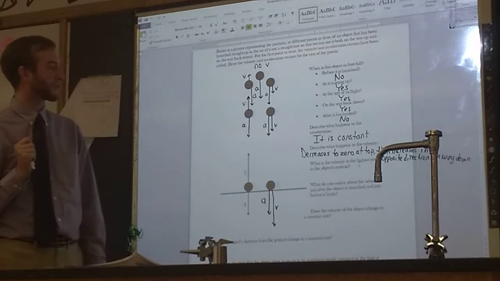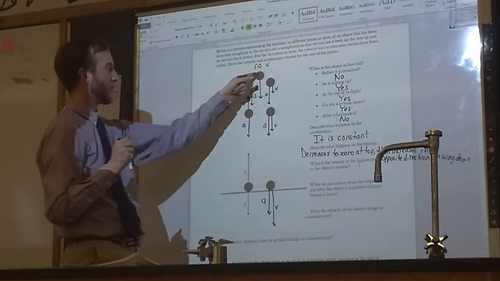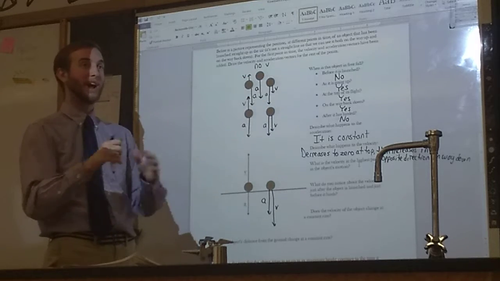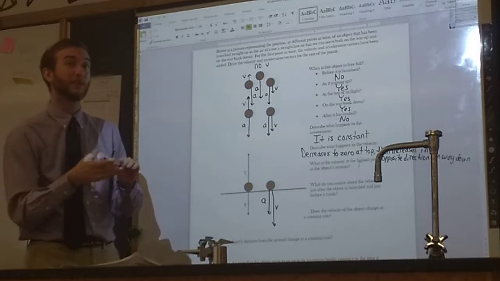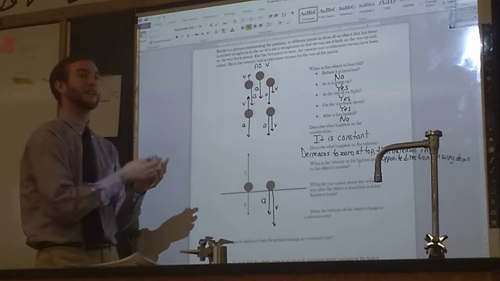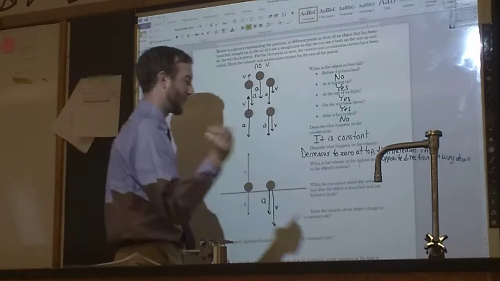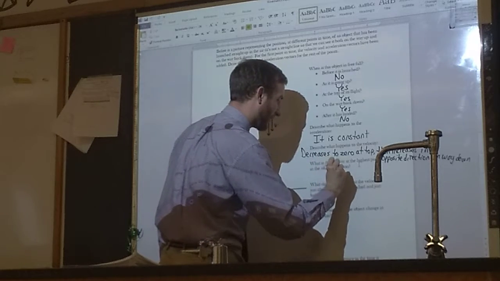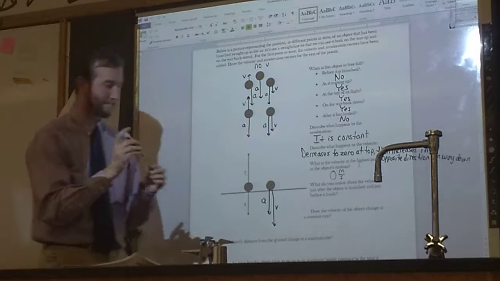The next question, what is the velocity at the highest point in the object's motion? We talked about this. At the very highest point, the object is neither moving up nor down temporarily. It is motionless. That means it has a velocity of 0 meters per second.